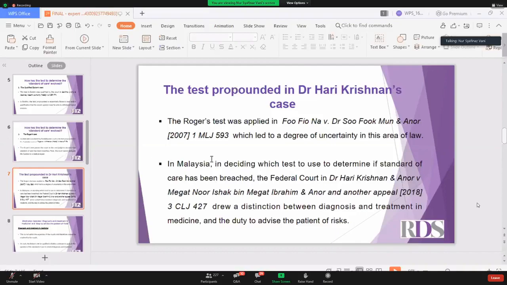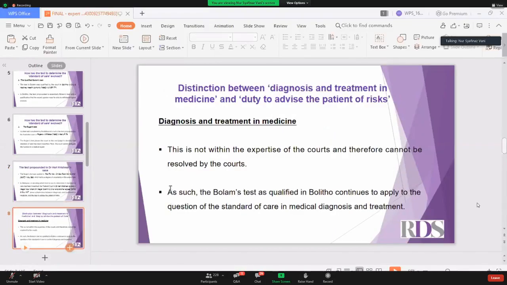In this case, the question is whether the qualified Bolam test or the Rogers and Whitaker test should be the test adopted in order to determine if a standard of care has been breached. That's essentially the question. So in Hari Krishnan's case, the court drew a distinction between two sectors of it. First, diagnosis and treatment in medicine. Secondly, duty to advise the patient of risk.